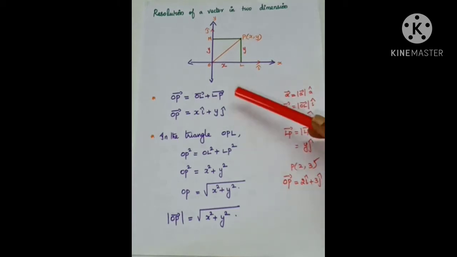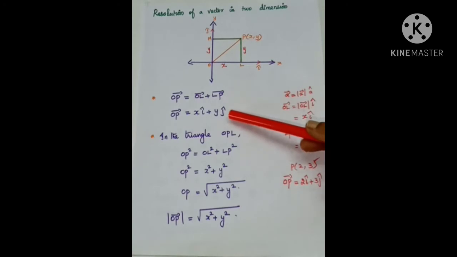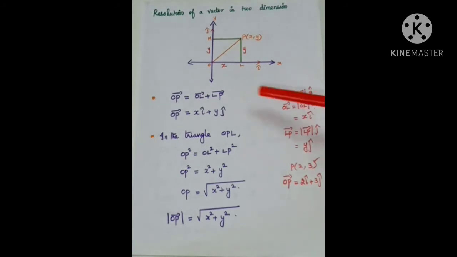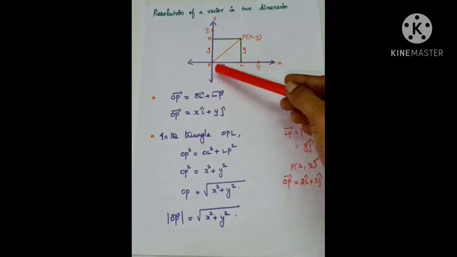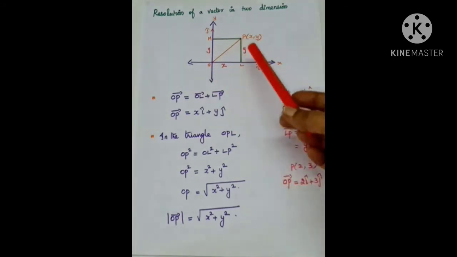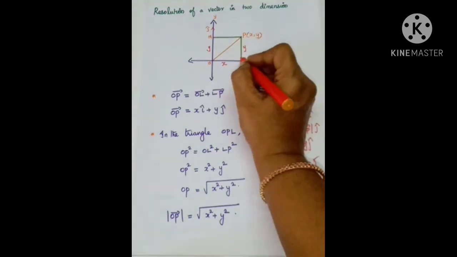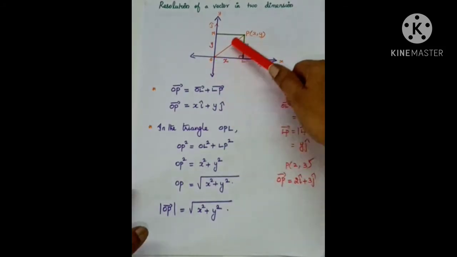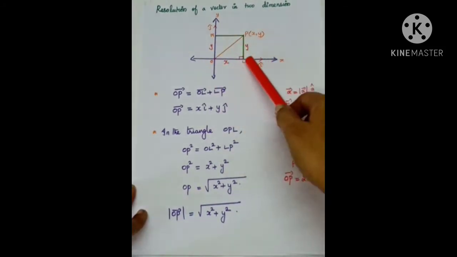Okay, so that is the vector in terms of two dimensions. And next you are going to find the magnitude of that vector, since you have found the vector. For that you consider the same triangle OPL. It is a right angle triangle. So this angle is 90 degrees. So OP is your hypotenuse. So use the Pythagoras theorem.